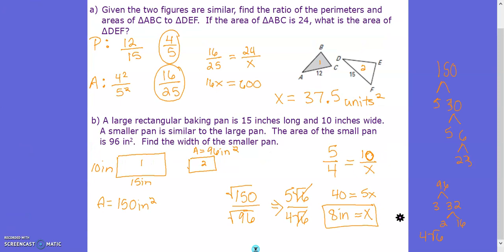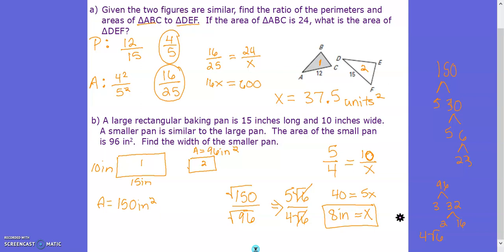All right, when we take a look at these two examples, we've got, given the two figures are similar, find the ratio of perimeters and areas. So we'll start with that. So my perimeter, and what I did was I named my two shapes, A, B, C, I named shape 1, D, E, F, I named shape 2, which is the order that it's given to me in my problem. So when I take a look at the perimeter, I want to just look at my side lengths, compare my side lengths.